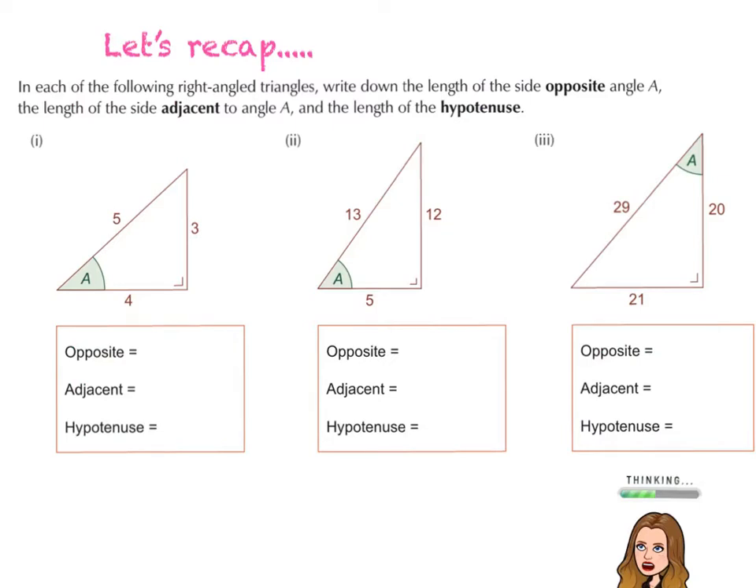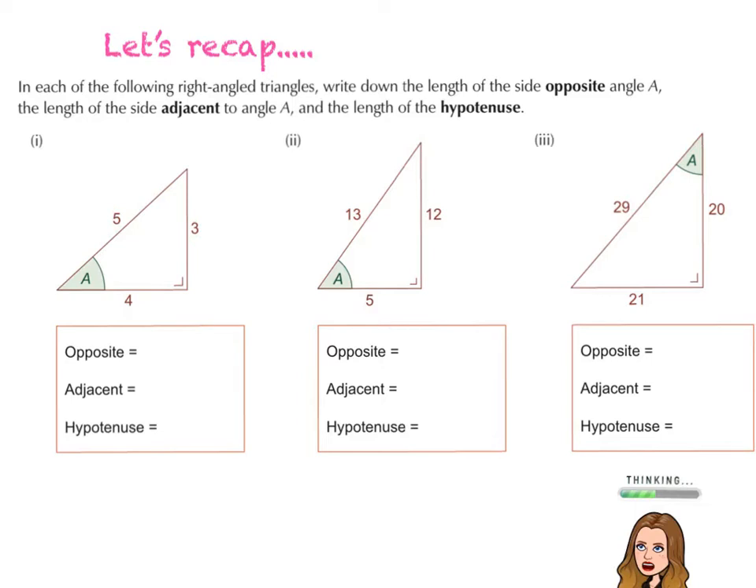Okay, so again, quick recap. We're just going to label the opposite, the adjacent and the hypotenuse on each of these triangles. So pause the video now and give yourself a couple of minutes to see can you label them before I go through them with you.